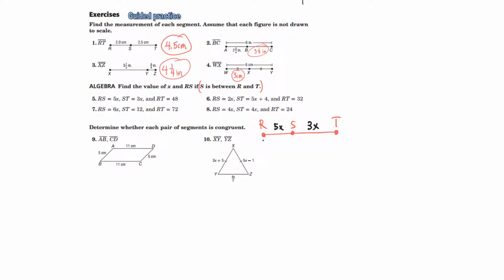And then the other part of that is it says that RT, so the whole thing from R to T, is how long? 48. Okay, good. So the whole thing from R all the way to T is 48 units.